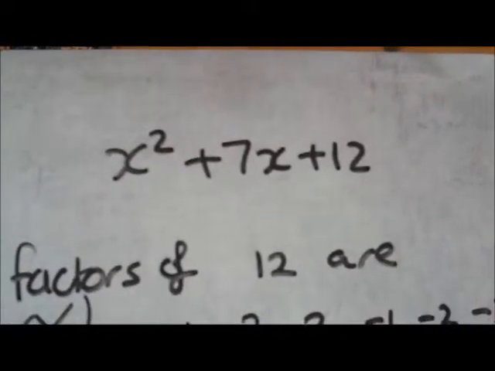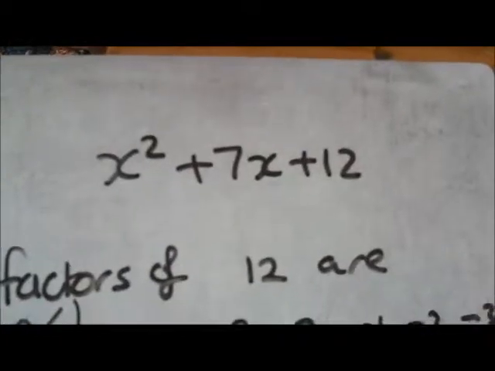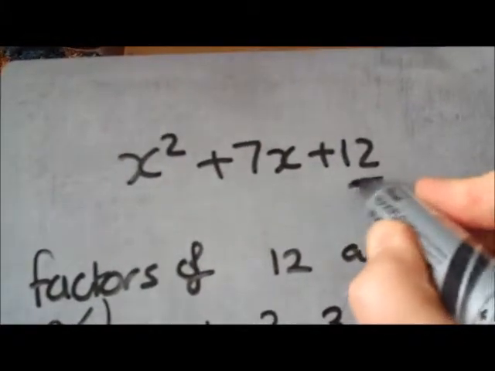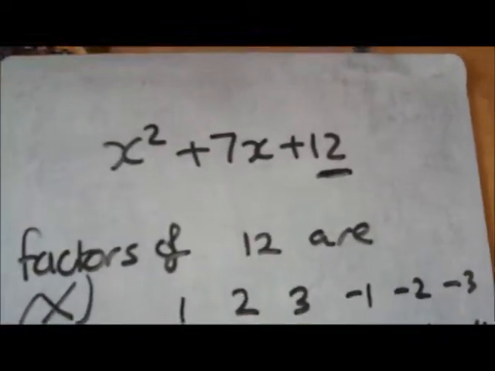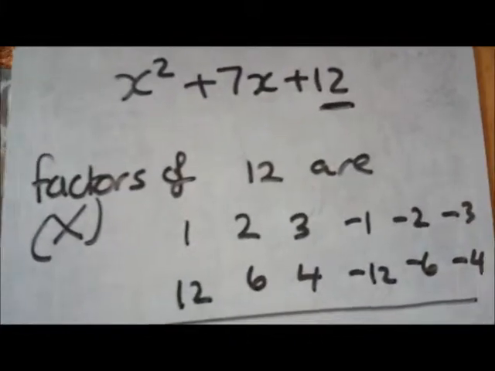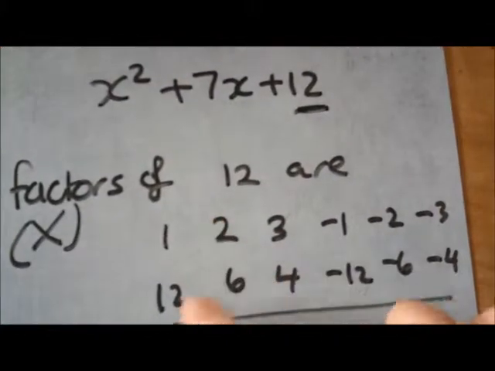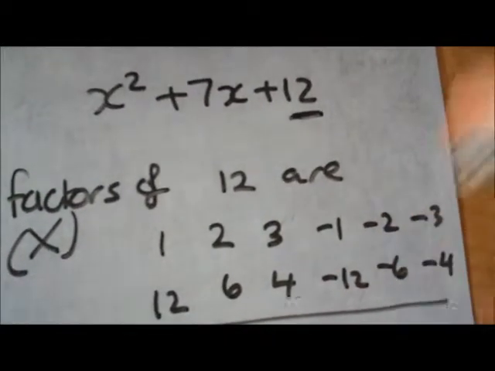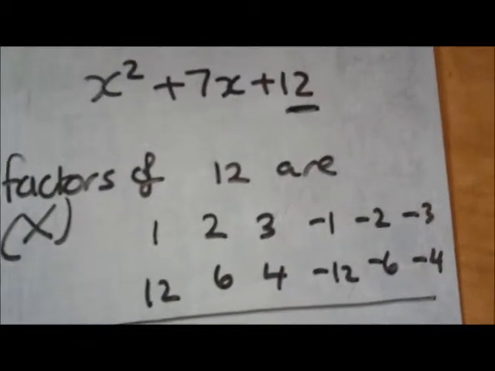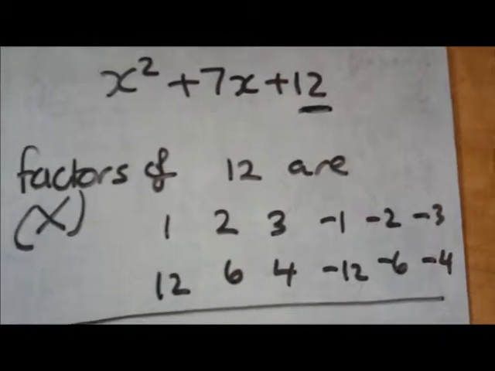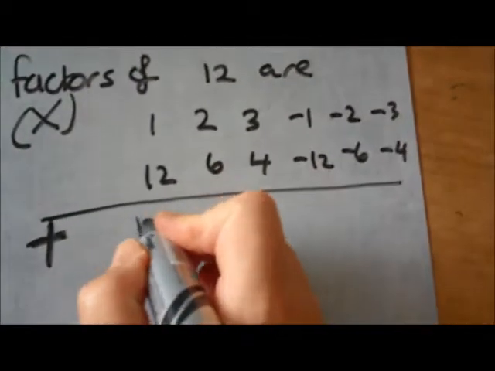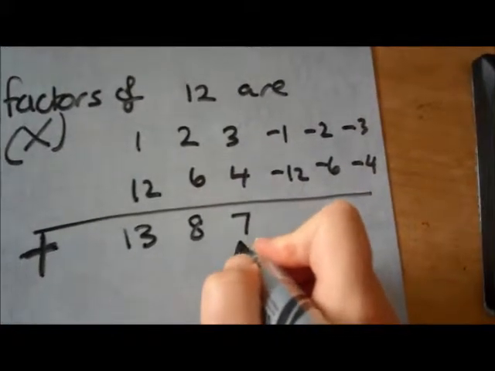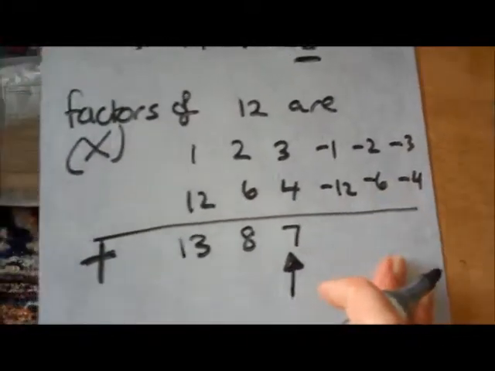So let's have a look at an example of how you would use this knowledge. Here is my expression, x squared plus 7x plus 12, and I'm going to factorise that. Well, I know that I need two numbers that multiply to give me 12. So factors are numbers that multiply to give me 12. They could be 1 and 12, 2 and 6, 3 and 4, minus 1 and minus 12, minus 2, minus 6, minus 3, minus 4. Then I need to find which ones actually add to give me 7. When I add them, this would give me 13. This would give me 8. This would give me 7. That's the one I need. All these other ones would give me negative numbers.